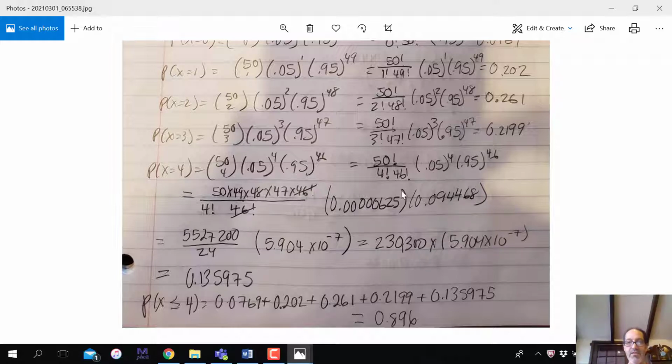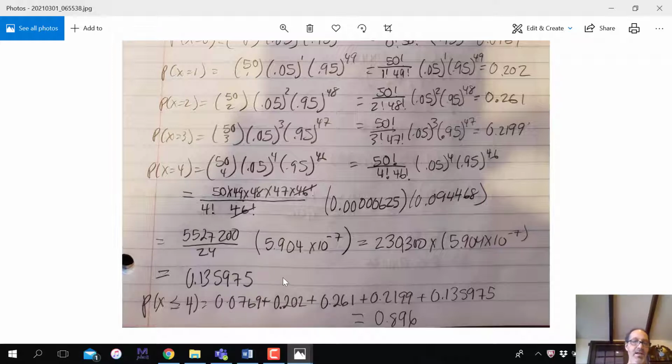So 0.05 to the 4 is a small number. 0.95 to the 46 is also a small number, right? I work this out and I get a large number here, 5,527,200 divided by 24. I get a very small number here. And my final probability for 4 successes out of 50 is 0.135975. Again, I carried this out further because I wanted to stop where I couldn't possibly round up anymore.